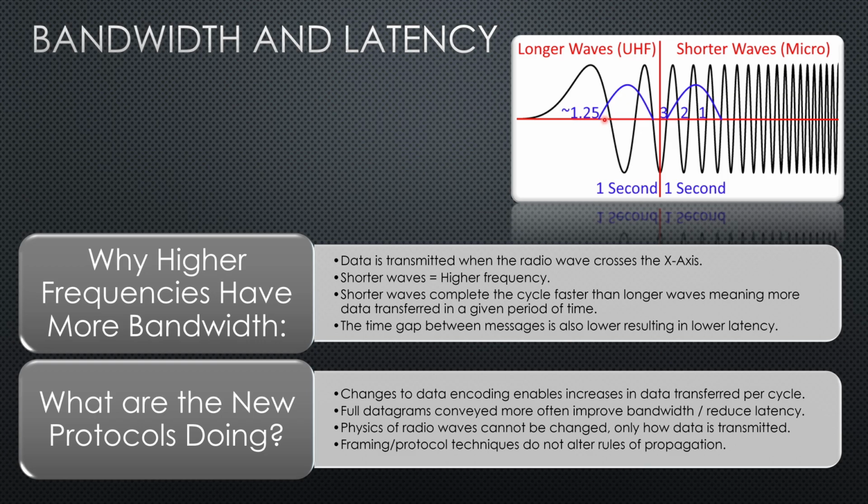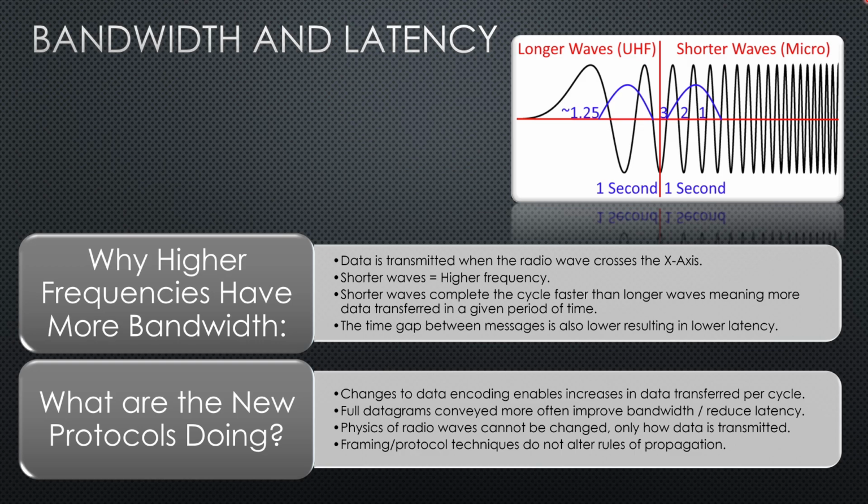So what that means is that if you stipulate the data has to be transmitted at some point in the cycle, we'll just call it when it crosses the x-axis, that means more data is transferred in a given period of time. The time gap between messages is also lower, resulting in lower latency. Now you might ask, hey, what are the new protocols like Ghost and Tracer doing? The reality is that changes to the encoding scheme enable increases in data transferred per cycle, and that's what they're doing. Full datagrams can be conveyed more often with more efficient encoding schemes, and that improves bandwidth and reduces latency.